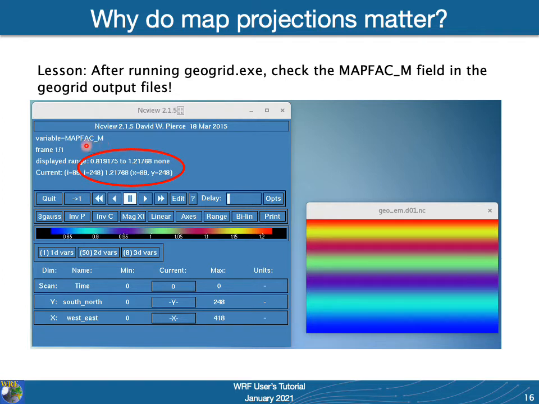But the easiest one to look at is mapfac_m. This is the map scale factor at the mass staggered points. And you can see that it's a spatially varying field. And in this particular example, we can see that our map scale factors range from about 0.81819 to about 1.22. And this actually is the Mercator projection that we set up for our domain in the previous slide.